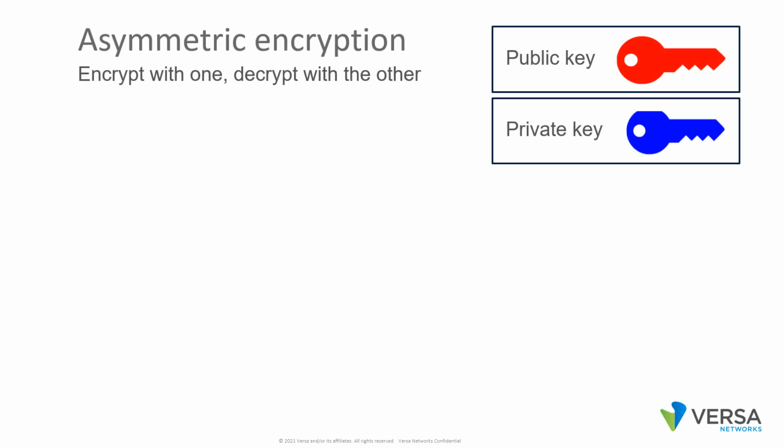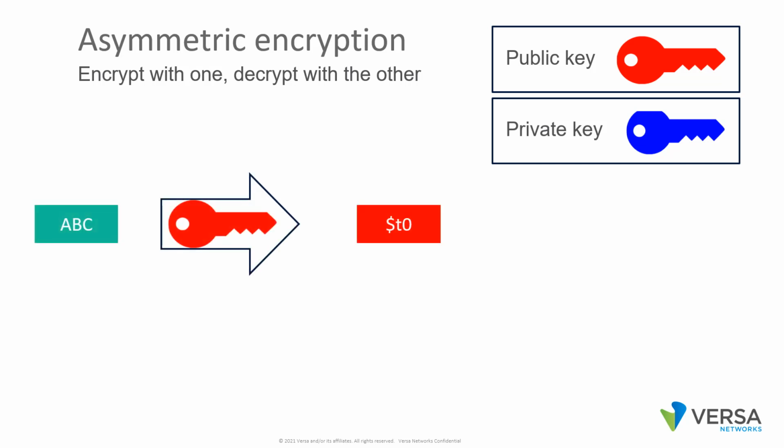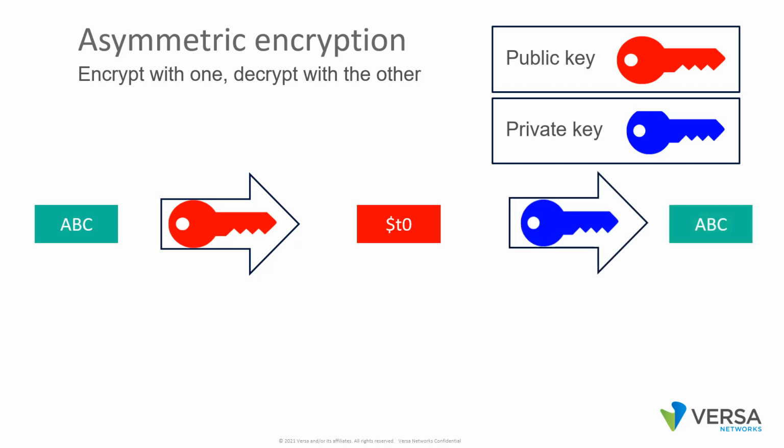Asymmetric encryption. The main principle of asymmetric encryption is that we have two keys. One of them is called the public key and the second one is called the private key. The way they operate together: if we encrypt some information with one of the keys, the other key can be used to decrypt this information in exactly the same format.